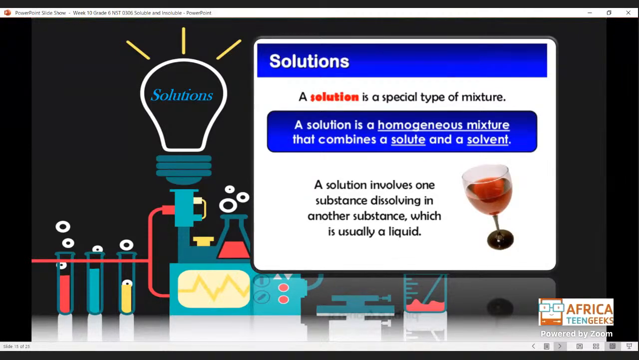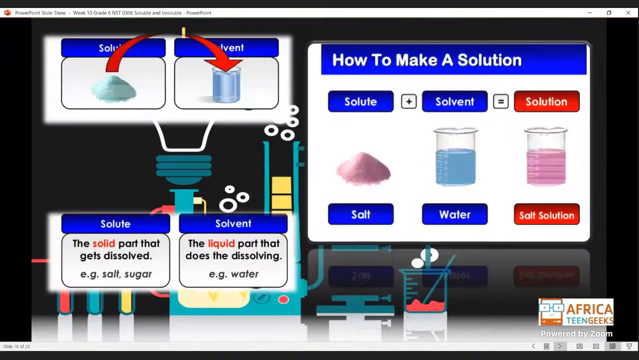Alrighty. Okay, so this is a very nice diagram for you to draw so that you can visually understand how to make a solution, and what a solute and a solvent are. You could just write solute plus solvent equals solution, but it's always good to have a visual idea. As you can see at the top, there's a solute and a solvent, and when we mix them together, it becomes a solution. For example, salt water equals solution.